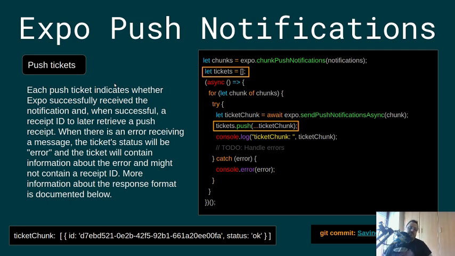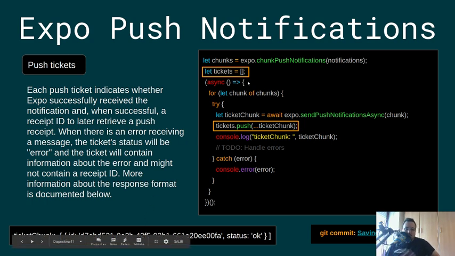Okay, so for example, here's the definition. Push tickets. Each push ticket indicates whether Expo successfully received the notification, and when successful, a receipt ID to later retrieve a push receipt. When there is an error receiving a message, the ticket status will be error, and the ticket will contain information about the error and might not contain a receipt ID. More information about response in the document below. It's a copy paste from the documentation.